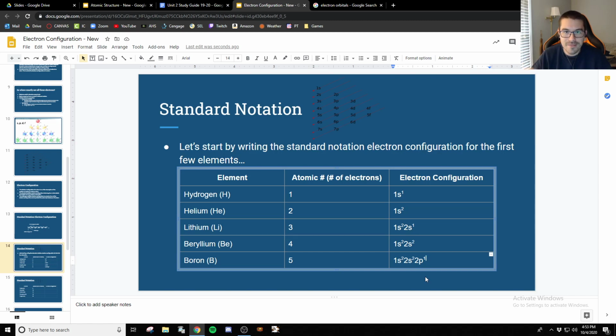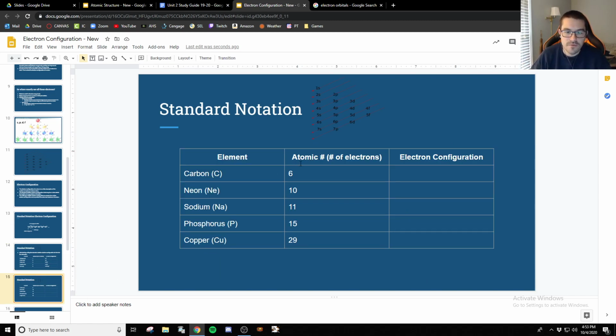It's not that bad. I'm going to save these next examples for us to do right after this video. Okay, and that is it for today. We're just going to be learning how to write these standard notation electron configurations using this diagonal rule chart.